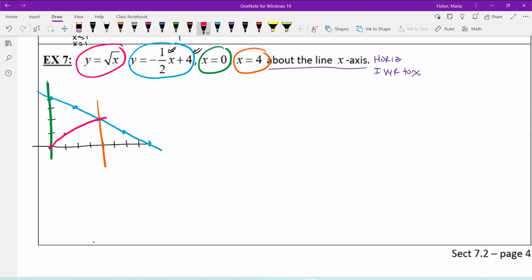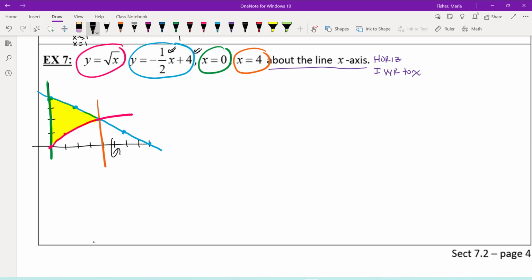And it looks like that. So our yellow region is bounded by x equals 0, y equals the square root of x, y equals negative 1/2 x plus 4, and x equals 4. So be really careful. That region is this guy right here, because that's where you're bounded by x equals 0, y equals the square root of x, y equals negative 1/2 x plus 4, and x equals 4. And I have to rotate that guy around the x-axis.